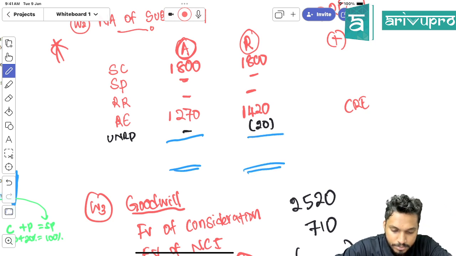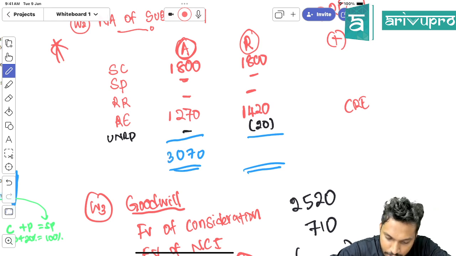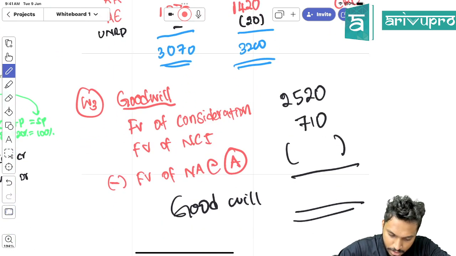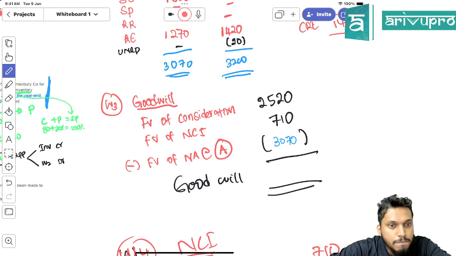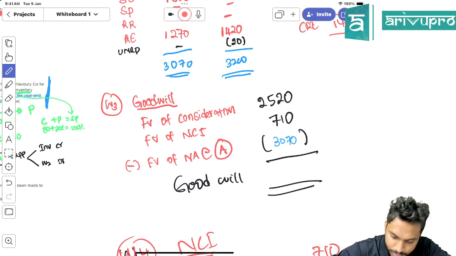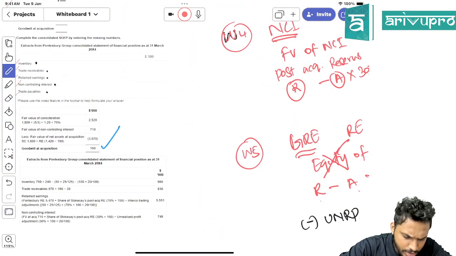So what is the total here? 1,800, 3,070. Here you will get 3,200. Okay. So fair value of net asset at acquisition is how much? 3,070. So what is your goodwill? 160. Everyone gets 160? Right. So check. They are also getting 160.